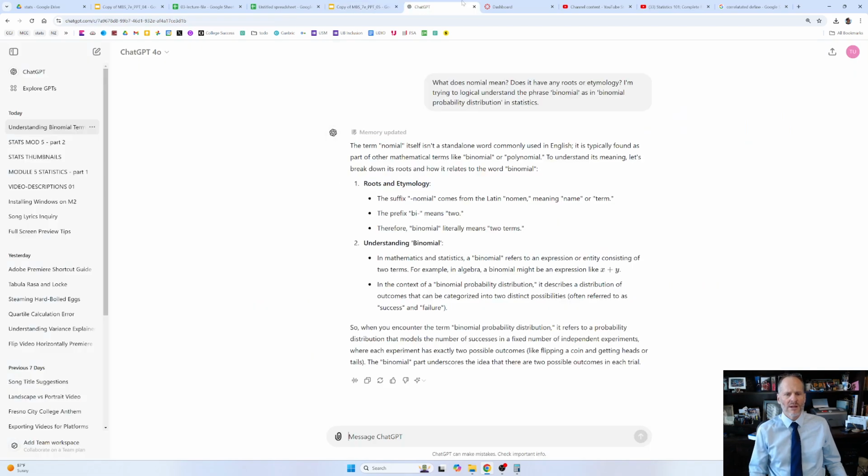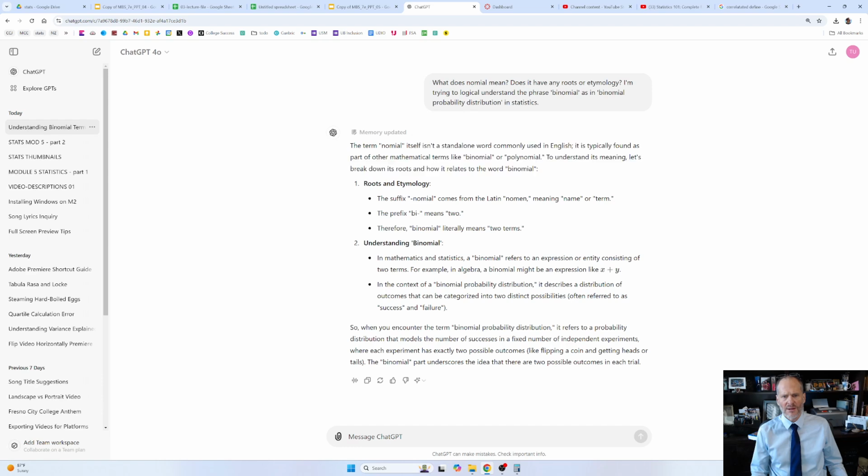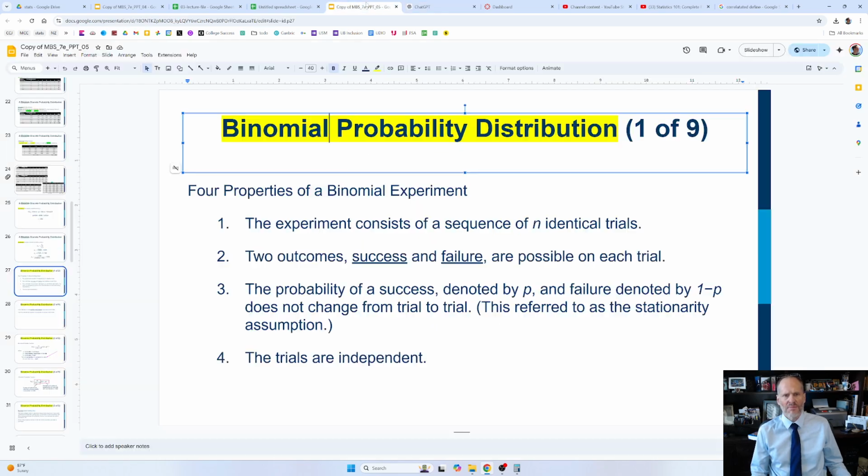For binomial, it came up with: nomial itself isn't a standalone word. It's typically found as part of mathematical terms like binomial or polynomial. To understand its meaning, let's break down its roots and etymology. The suffix nomial comes from Latin nomen, meaning name or term. I was thinking nomial, name. And the prefix bi means two. Therefore, binomial literally means two terms. I don't really need to read more, but that's my definition.